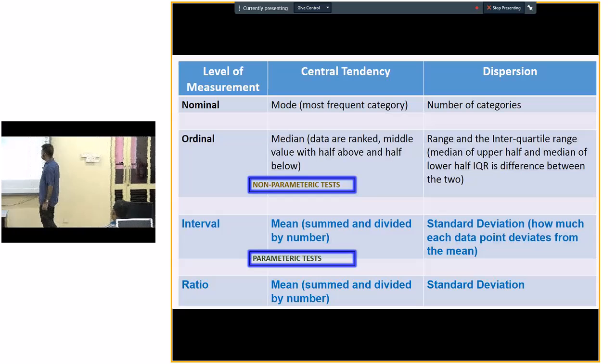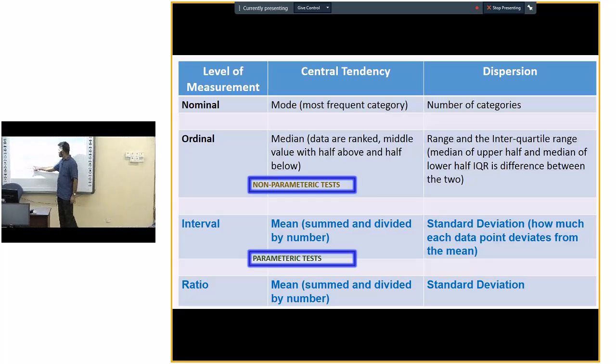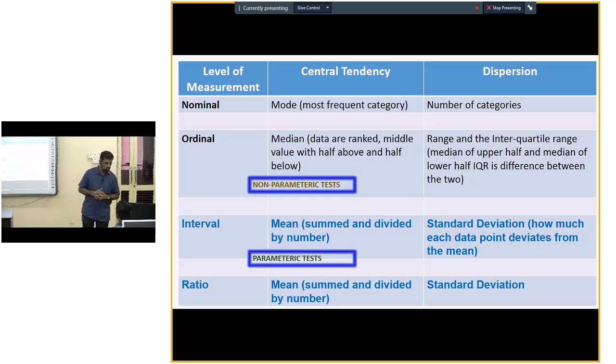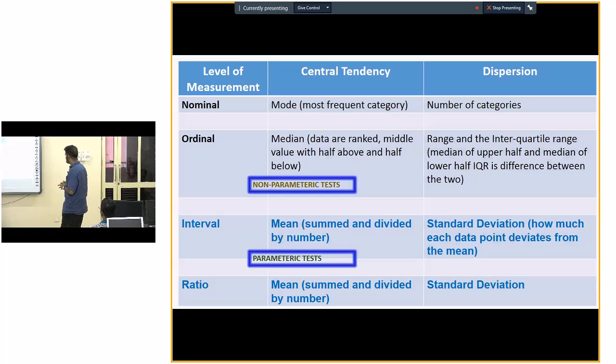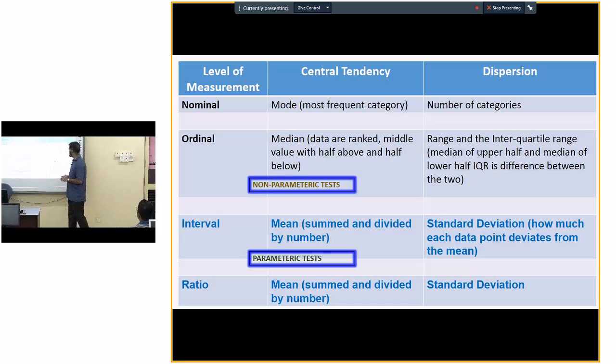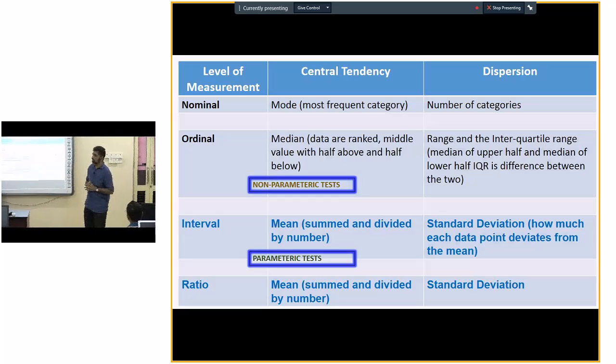Next one, interval level data or ratio level data, again quantitative data. You can use mean. Mean is the most important, most suitable one, the arithmetic mean. Then here you can use range, and under dispersion you can see standard deviation, again for quantitative data. Is it clear?